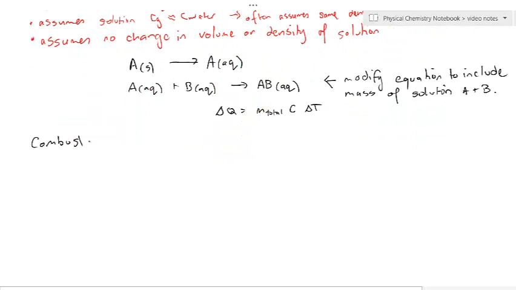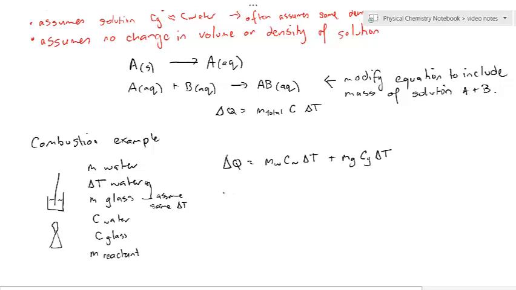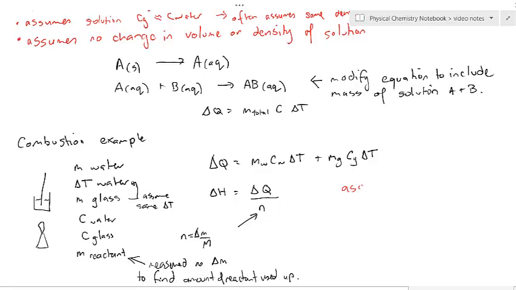For a combustion reaction, a similar example can be used, where a source of fuel heats up a calorimeter which has a temperature change. We need delta T, the mass of water, the mass of the glass vessel, the heat capacity of the water, the heat capacity of the glass vessel, and the mass of the reactant that is used up. The heat of reaction can be calculated by using delta Q for water and the glass. The number of moles of the reactant is actually the change in the mass between a full container and an empty container.